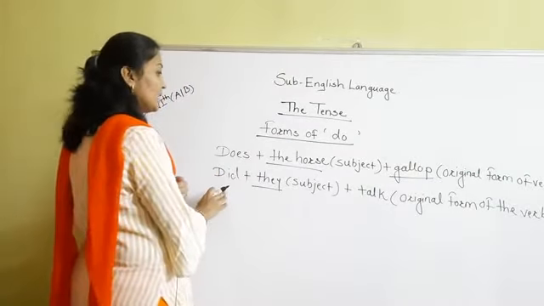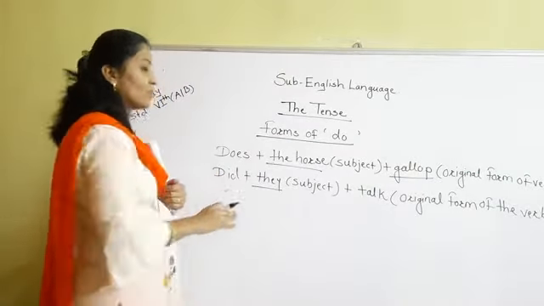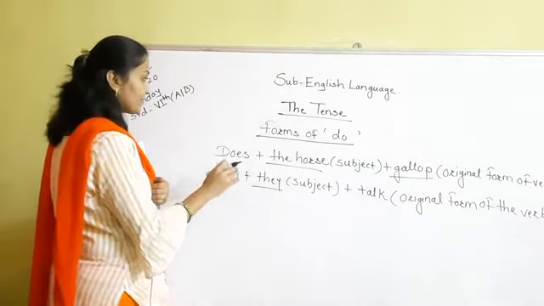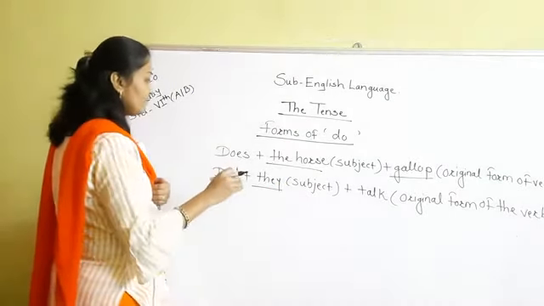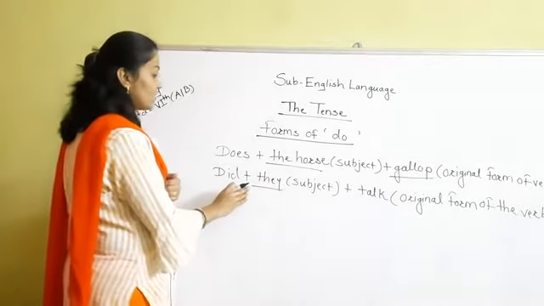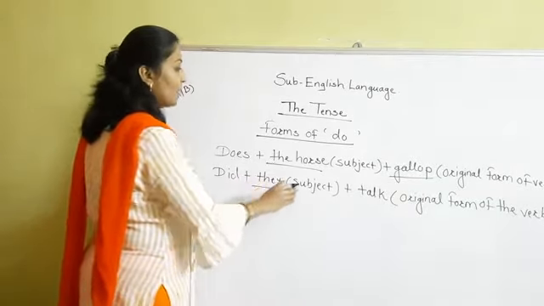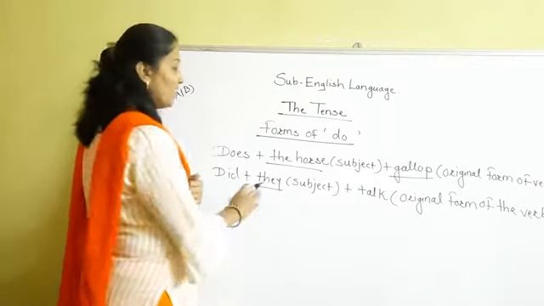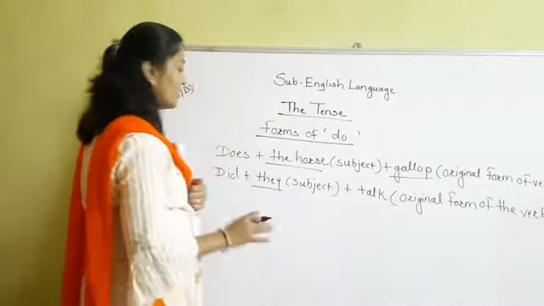Then in the second sentence, that is of the simple past tense, we have used here the appropriate form of the do verb, that is did, because the sentence is of the past tense. So we have used here did plus the subject they plus talk, that is the original form of the verb. In this way we can form the interrogative sentence.